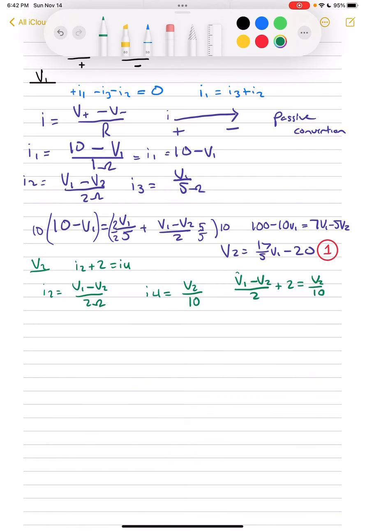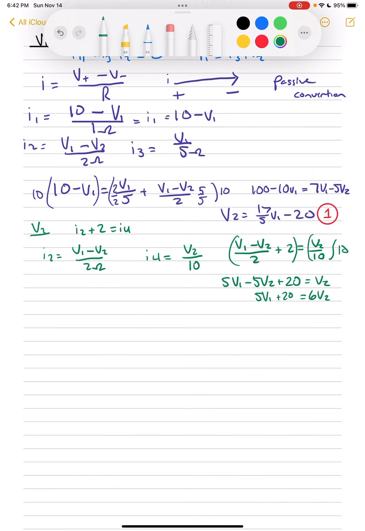Okay, let's multiply both sides by 10. We're going to get 5V1 minus 5V2 plus 10. Oh, sorry, 20 is equal to V2. And then we're going to put the V2s on that side. We're going to get 6V2 is equal to 5V1 plus 20. Okay, and now we can see that this is really cool.